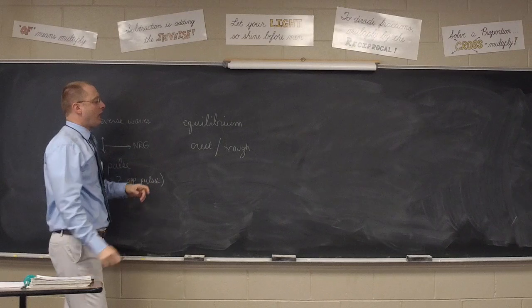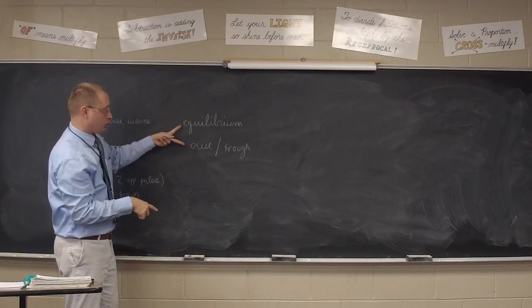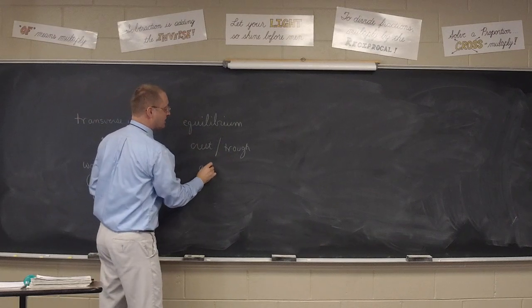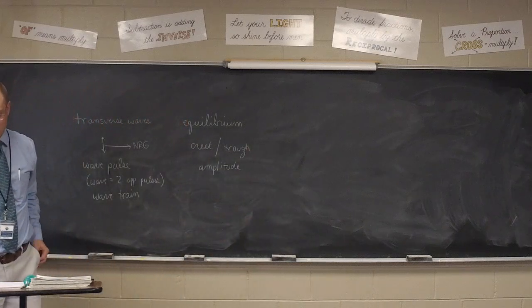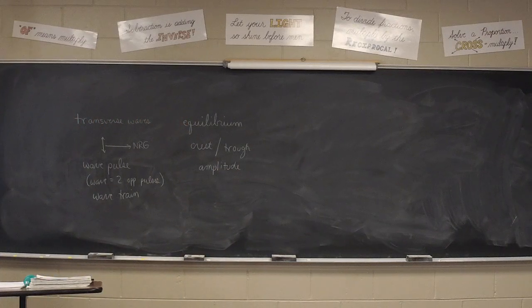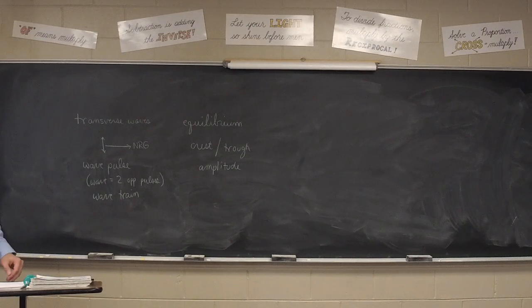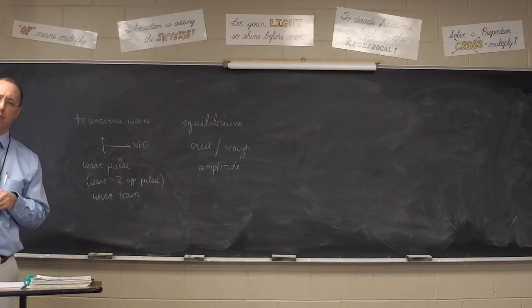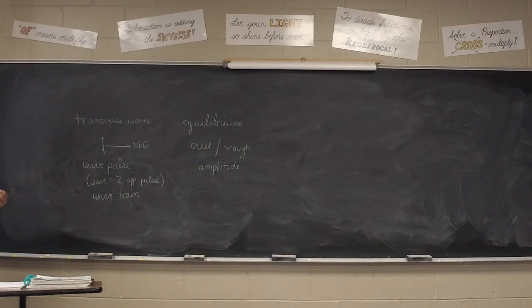If we were to measure from the equilibrium, the undisturbed state of the water, to the crest or to the trough, we would have the maximum displacement of the wave, which is called the amplitude. The amplitude is the maximum displacement of the wave as measured at the crest or at the trough. It's the maximum displacement from equilibrium. And you're like, wait, I remember that from the whole spring up and down. Yeah, same term and same definition, just looking at it from the perspective of waves instead of springs.